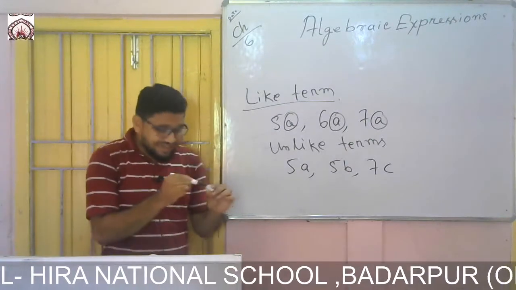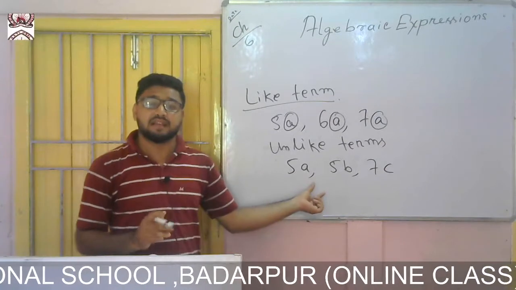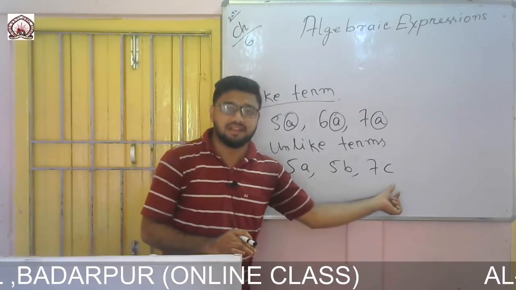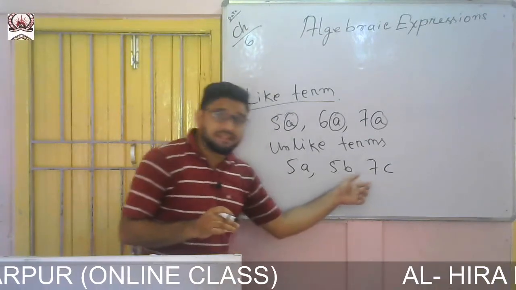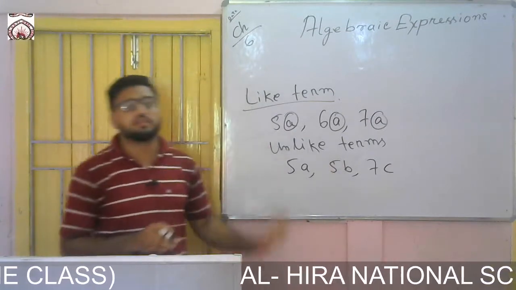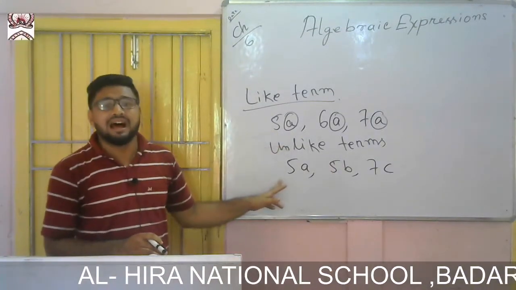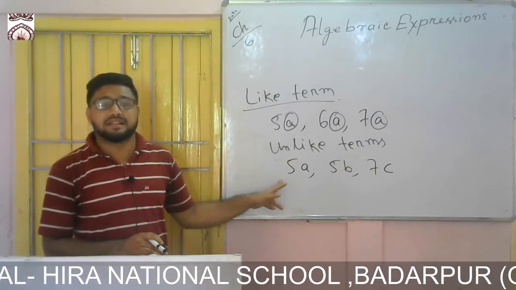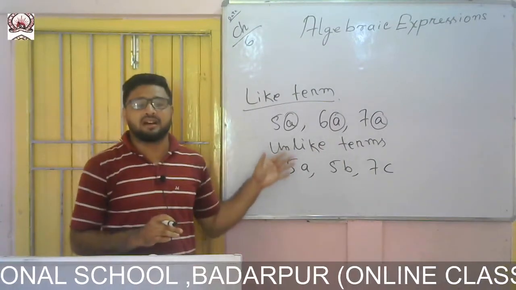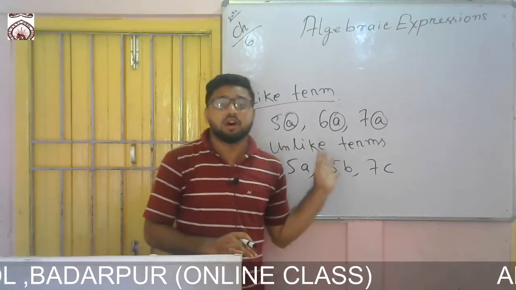So you see, in every case, here the variable is a, here the variable is b, here the variable is c. So in three cases the literals are not the same. For that reason they are called unlike terms. So these are like terms, and those are unlike terms. Like terms are the terms where literals are the same, and unlike terms are the terms where literals are not the same.